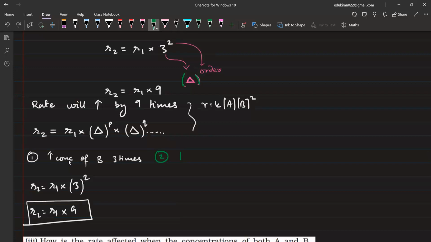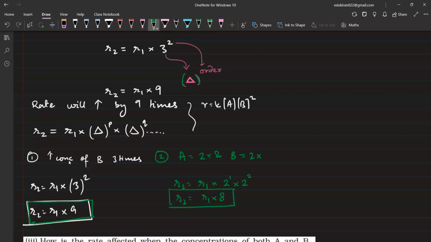So A you are doubling, 2 times, and B also 2 times. Now R2 is equal to R1 multiplied by, for A we are doubling it. What is the power of A? It is 1. Multiplied by what we are changing, B, we are doubling it, so 2. What is the order of B? That is equal to 2. This will be equal to R1 into 2 cube, that will be equal to 8. So R2 is equal to 8 R1. This is all you have to write, nothing else. You have to write just this much.